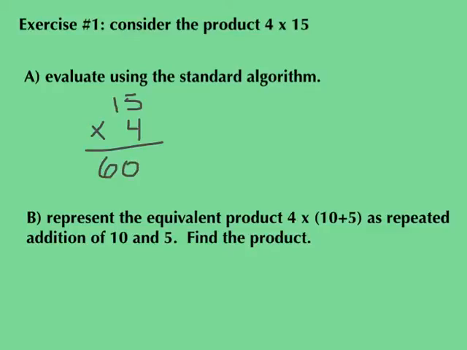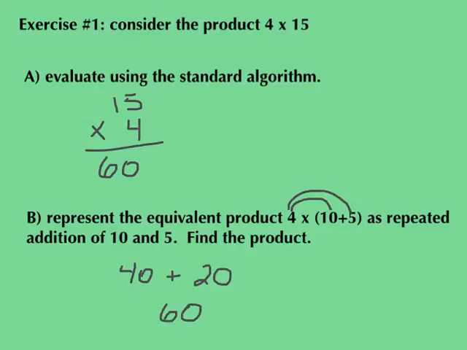B is asking you, please represent the equivalent product of 4 times 10 plus 5 as a repeated addition of 10 and 5. Find the product. So what I'm going to do is use the distributive property, and I'm going to say, okay, 4 times 10, which gives me 40, plus 4 times 5, which gives me 20. 40 plus 20 gives me 60.